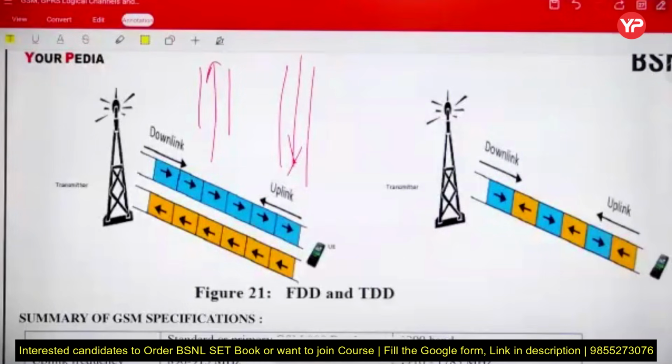So there are two things: frequency division duplexing and time division duplexing, right? Whenever we are talking about GSM, it has adopted only FDD, right? It is not using TDD, time division duplexing. GSM is not using time division duplexing. It is using what? Frequency division duplexing. That means it is using a separate channel for downlink and a separate channel for uplink. Now, is that clear?